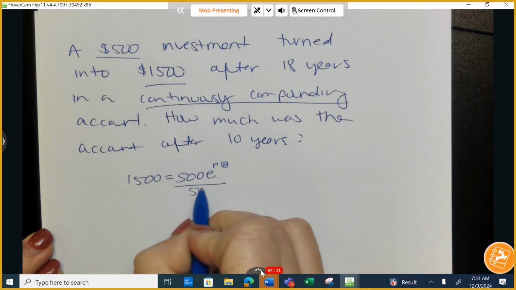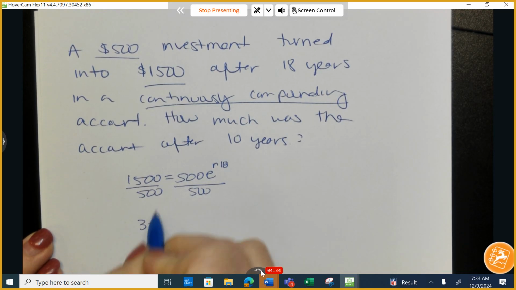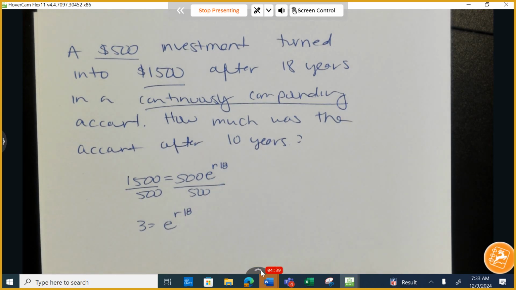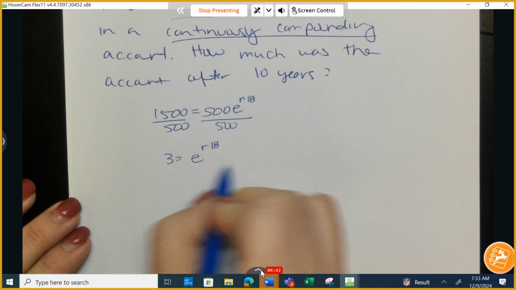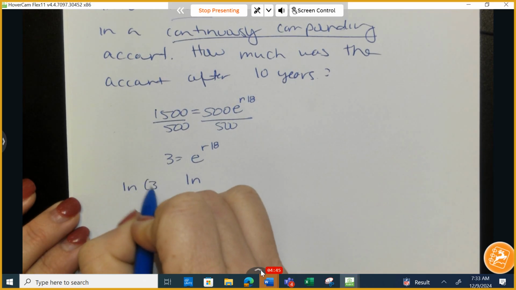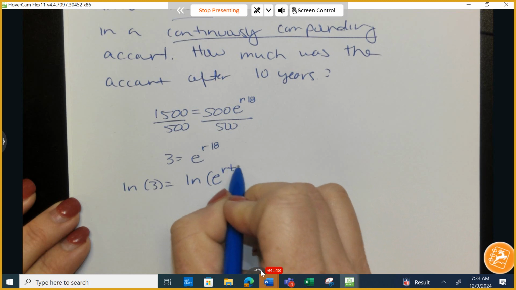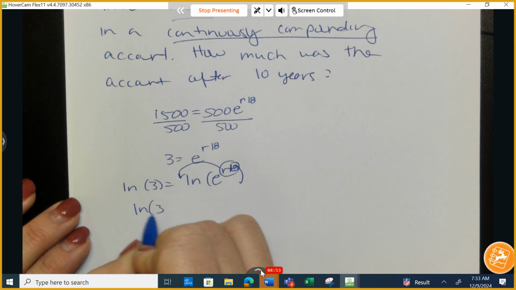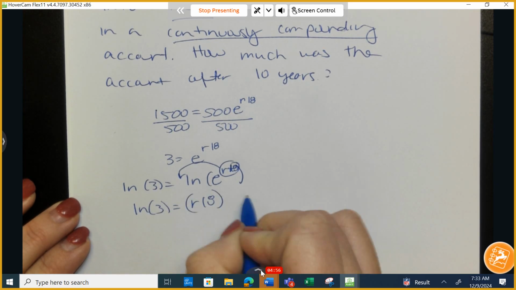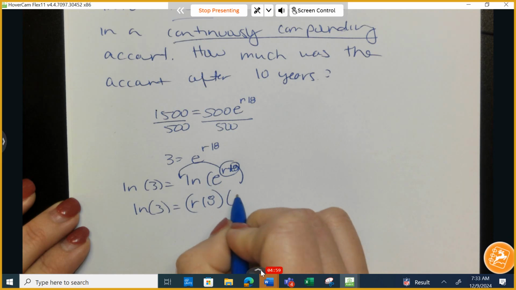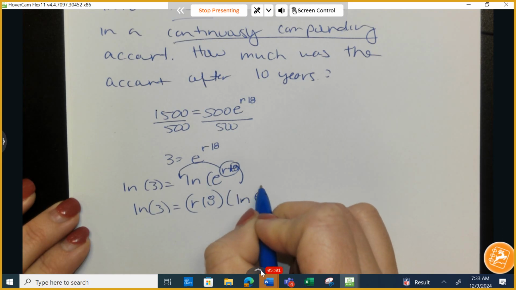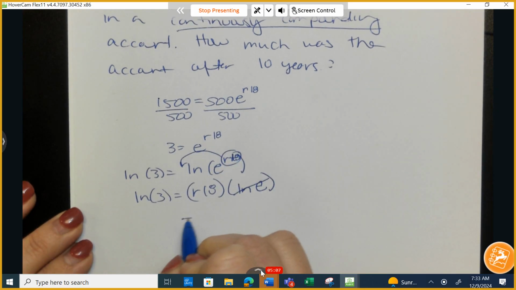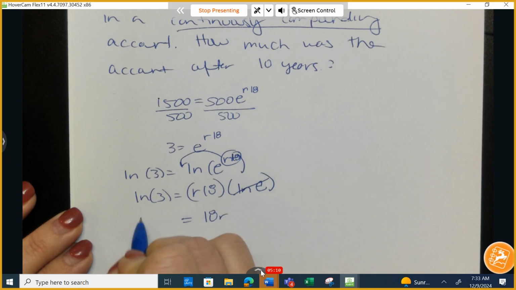So just like the first example, I'm going to start by dividing by 500. 1,500 divided by 500 is 3. And I'm going to do the exact same steps I did in the first example. So I'm going to do log base e, which is the same as ln. So I'm going to do ln to the left and to the right. The r times 18 is going to drop in front. And over here I have the ln of e. ln of e is the same thing as log base e of e, so this is going to simplify to 1. And whether you write r times 18 or 18r, it's the exact same thing.